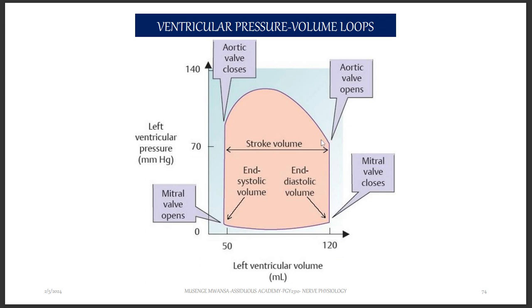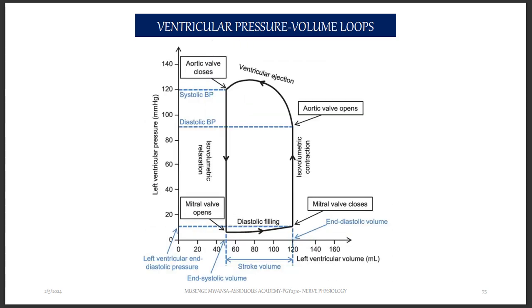Now when the aortic valve opens, blood can be pushed out of the heart, so the volume that remains in the heart drops again. And then when the aortic valve closes, the pressure will also start to drop. When the pressure starts to drop, the mitral valve opens again to allow blood to come from the atrium to the ventricle, like that.